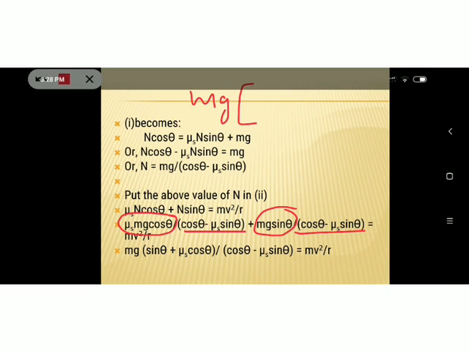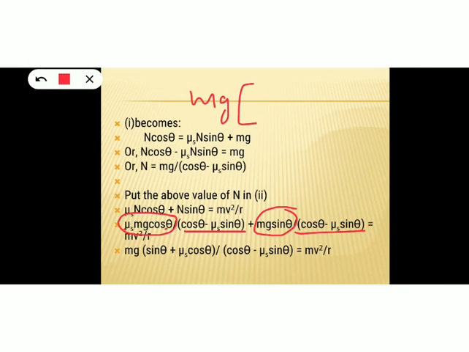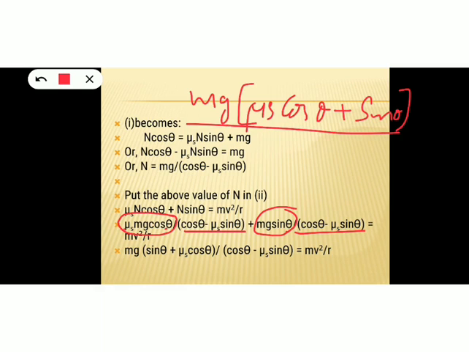Then what is left? Here we are left with mu s cos theta, and in the second term we are left with sin theta. So you will get mg into mu s cos theta plus sin theta by the common denominator, cos theta minus mu s sin theta, equal to mv square by r. So this is the expression.